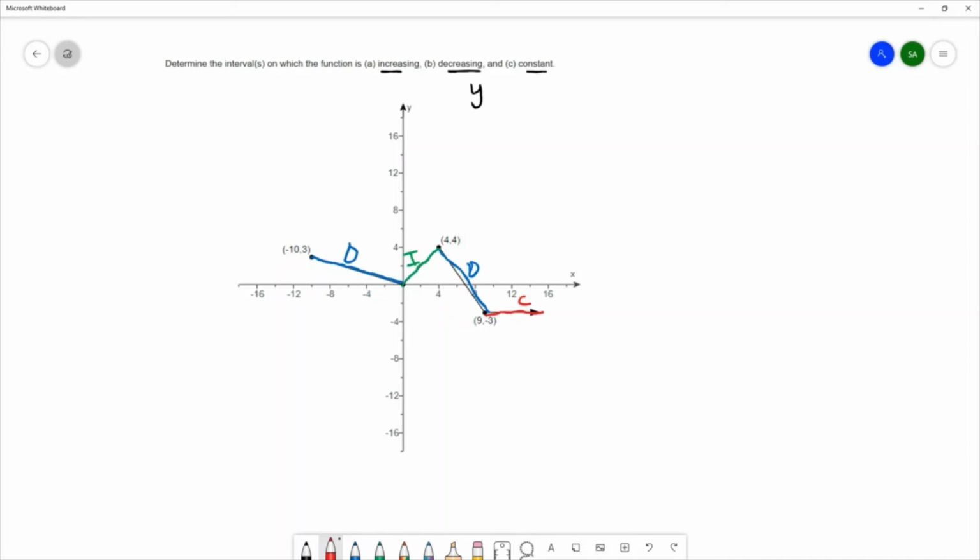Now, when we're asked to determine the intervals on which the function is increasing, decreasing, and constant, we're wanting to write down the intervals of x. We use the x-axis as our map, our way to describe directions on where to look. So when we write down the intervals, we're going to write down the x intervals for which the graph is either decreasing, increasing, or constant.